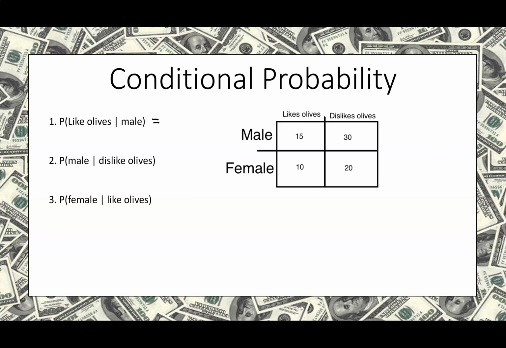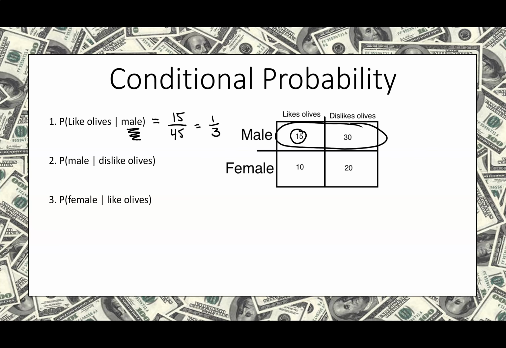Probability that likes olives given male. Well, the first thing is likes olives and male. So that's 15. Divided by the total number of male. Well, that would be this. So we've got 15 over 45, which is 1/3.